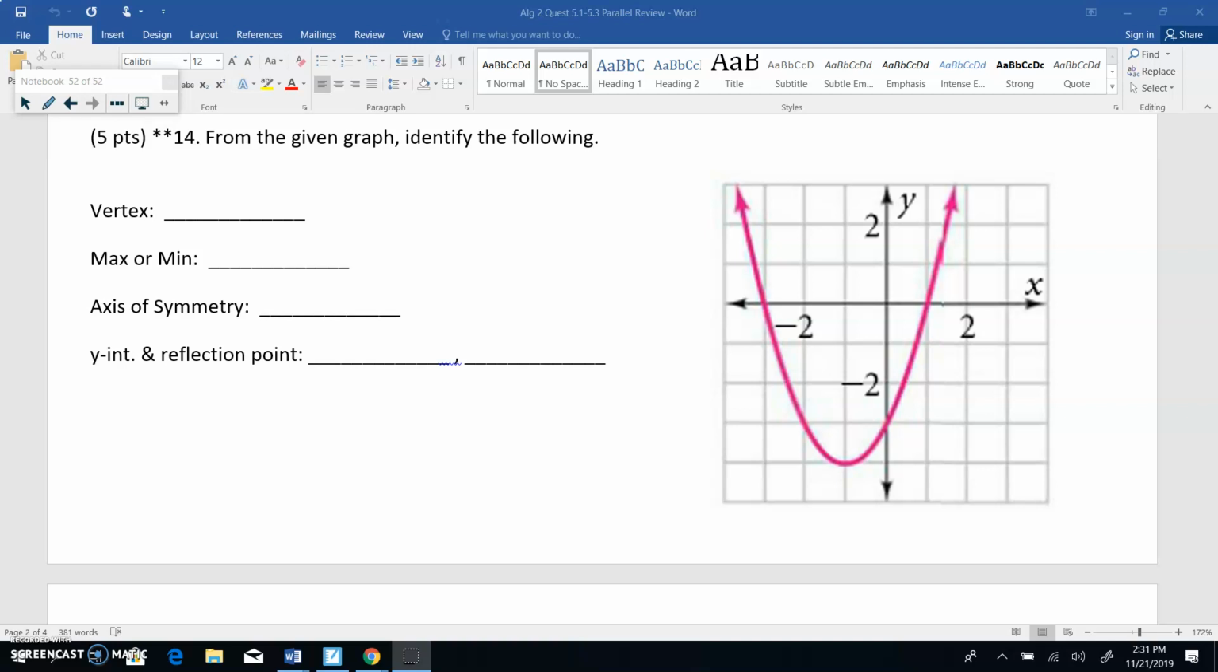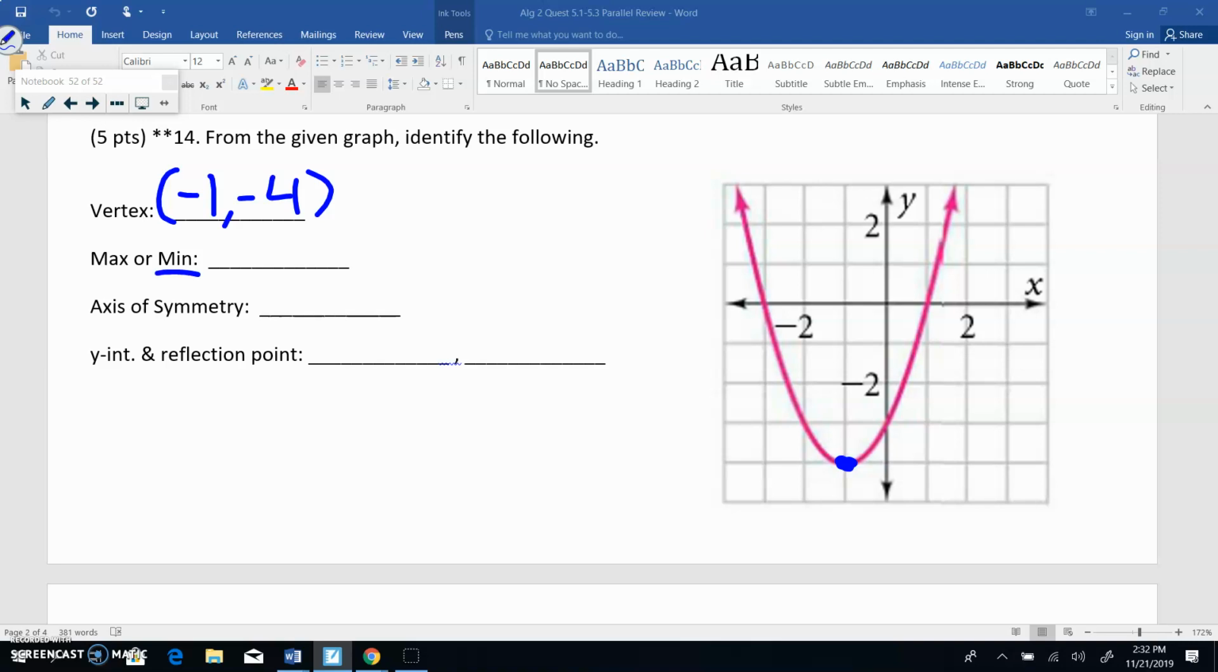Alright, number 14. It says find the vertex, is it max or min, axis of symmetry, y-intercept, and reflection point. Remember the vertex is either your highest or lowest point depending on what your graph looks like. In this case, it is our lowest point, and it is located right here. That point is -1, -4. Then it asks min or max. For the fact that this point is on the bottom of a hill, it is a minimum.